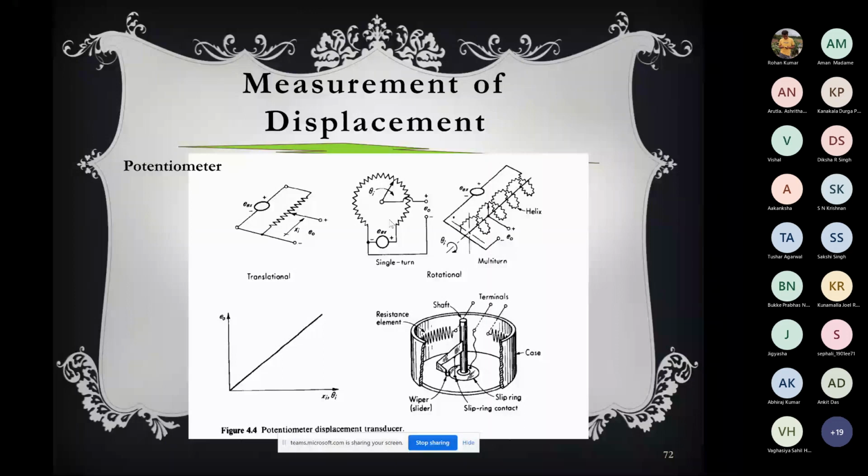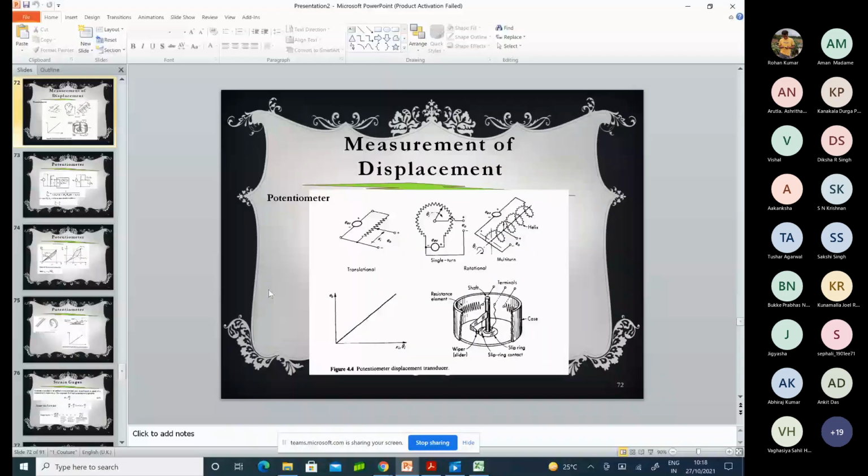Again, this is a circuit for displacement measurement, and if you plot, you will see that theta is the input and the output is E0. Again, if we assume that the output voltmeter has infinite resistance, no loading effect will come, so theta versus E0 will be linear. So it becomes a linear instrument.